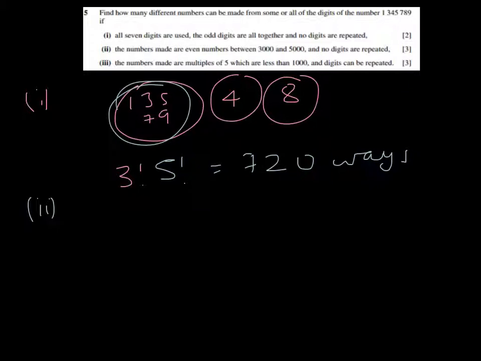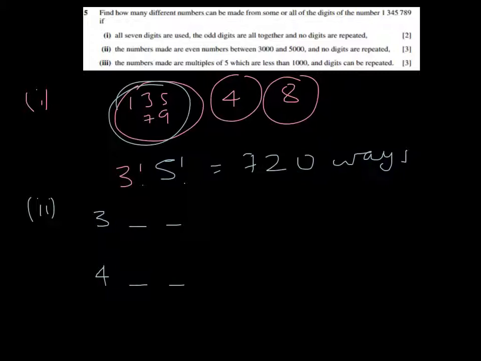Then for part 2, they want even numbers, and you still can't repeat digits. And it's got to be between 3,000 and 5,000, which means you're going to go for any 4-digit numbers that start with a 3, and any 4-digit numbers that start with a 4. What I like to do is make a bit of a diagram of what the possible outcomes are.